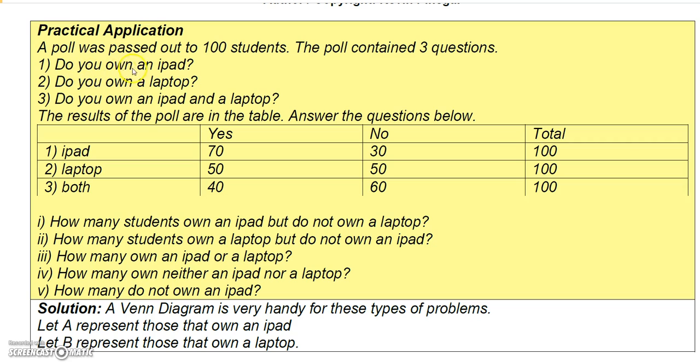First question was, do you own an iPad? Second question was, do you own a laptop? And the third question was, do you own an iPad and a laptop? So that's asking if they own both. And so here are the results of the polls.